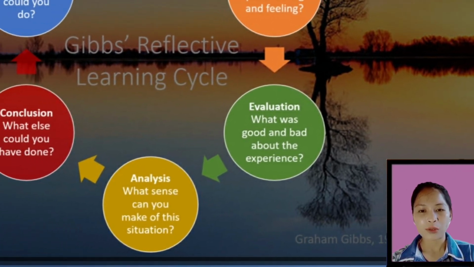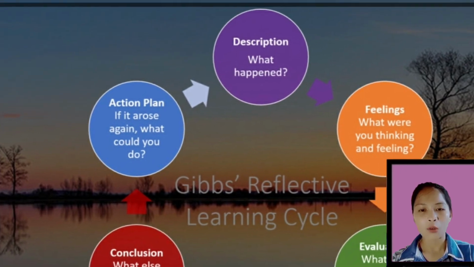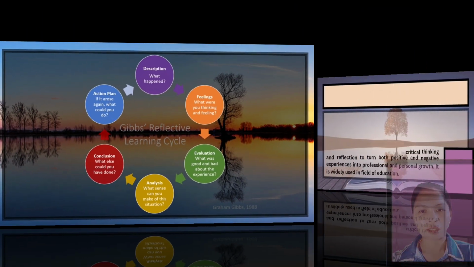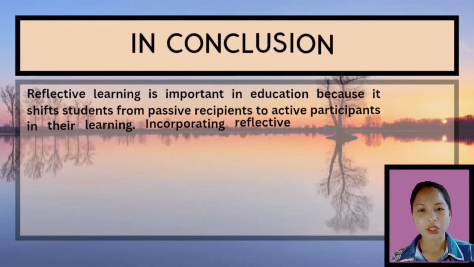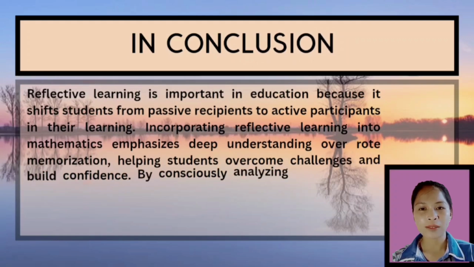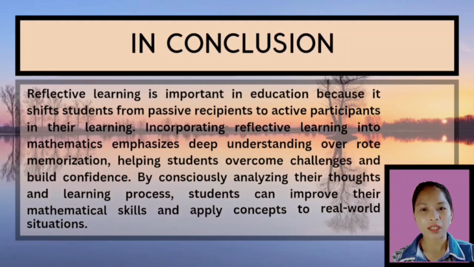So by going through this reflective learning step by step, we can learn from our experiences, and maybe we can do better next time. In conclusion, reflective learning is important in education because it shapes students from passive recipients to active participants in their learning. Incorporating reflective learning into mathematics emphasizes understanding over rote memorization, helping students overcome challenges and build confidence. By consciously analyzing their thoughts and learning process, students can improve their mathematical skills and apply concepts to real-world situations.